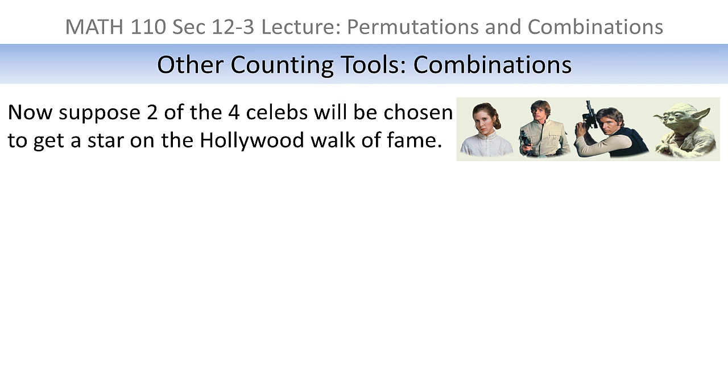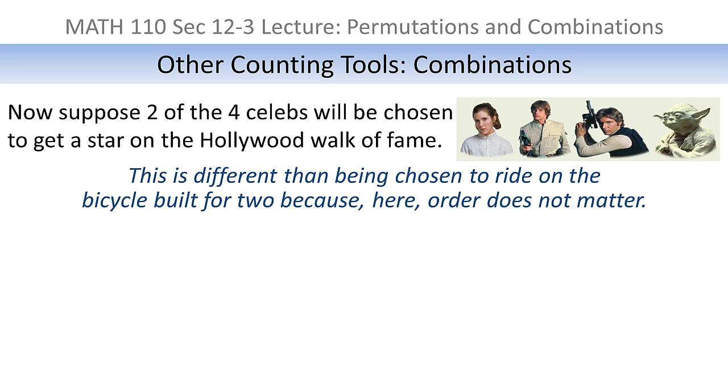Let's change the problem slightly yet again. This time, instead of taking the 4 celebs and lining them up for any type of photo, whether on or off the bicycle built for 2, let's suppose now we're just going to pick 2 of them to get their star on the Hollywood Walk of Fame. Well, this time, that's totally different because it doesn't matter what order you choose them. It just means they both get a star on the Hollywood Walk of Fame. So in this problem, you're still choosing 2 from 4, but the difference is order no longer matters. You don't care what order you choose them in.